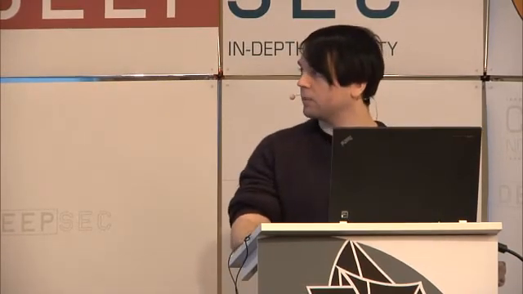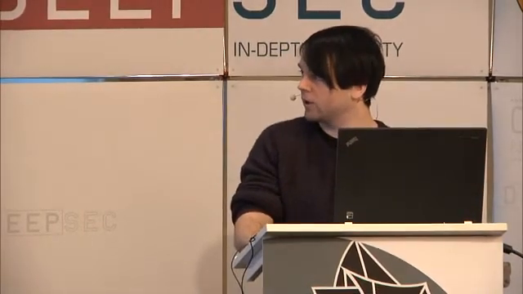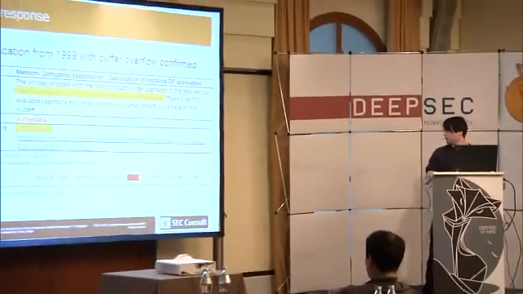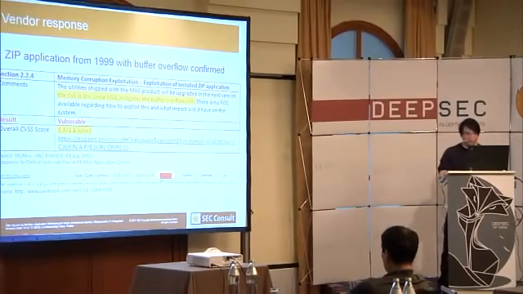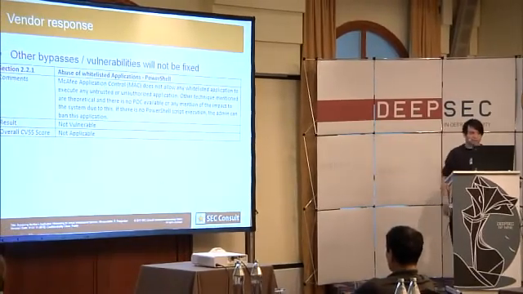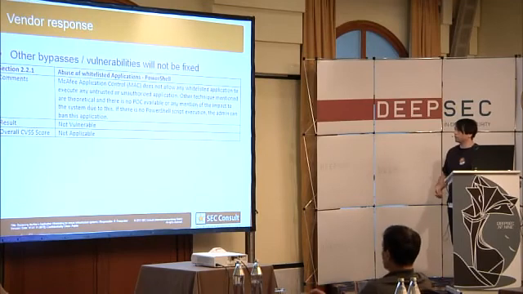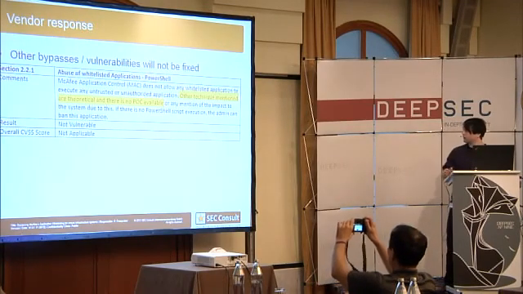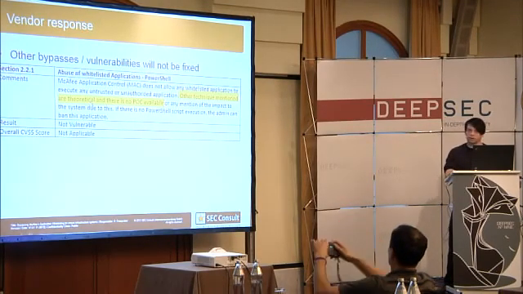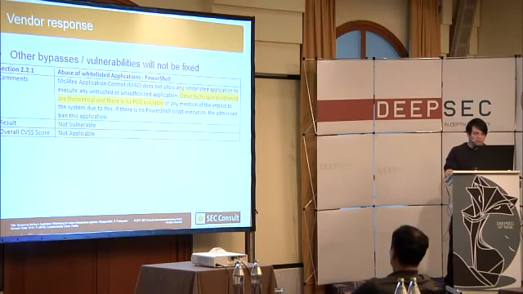They also said the zip application with the buffer overflow in it is a vulnerability. However, they have some buffer overflow mitigation, so you cannot exploit it. So the risk is also very low, 1.5 in this case. If you compare it with the one from InfoZip, they give it a 10, because of course you can exploit it. The other bypasses and vulnerabilities will not be fixed by them because they say it's just theoretical, there are no proofs of concept and so on.